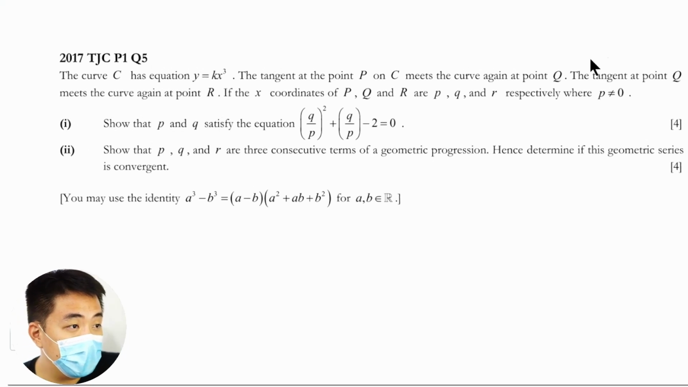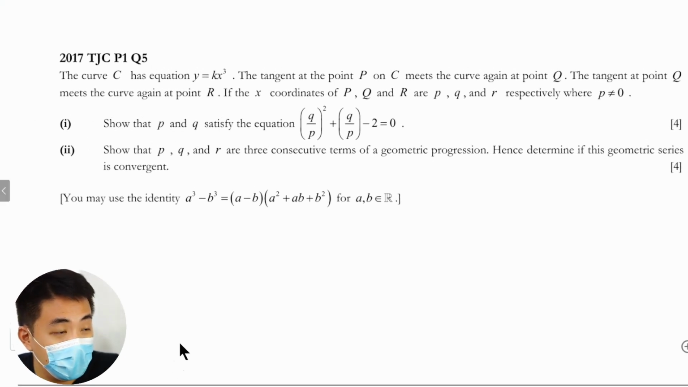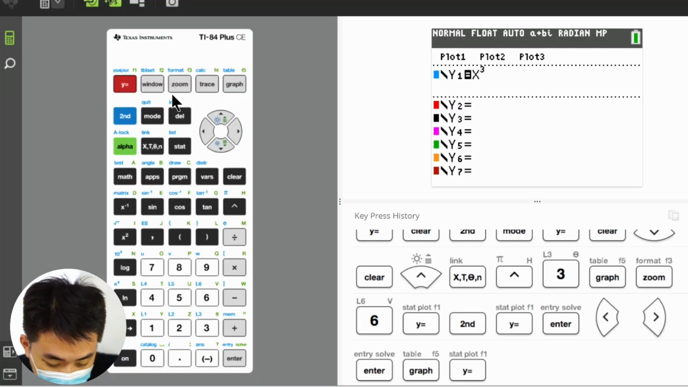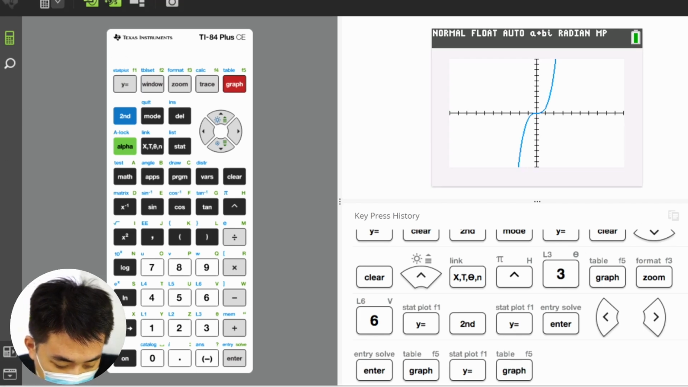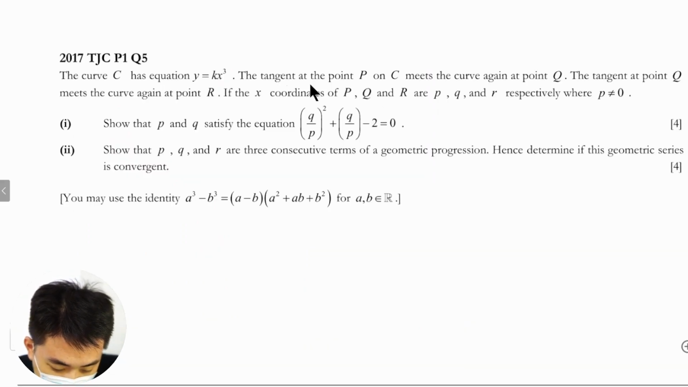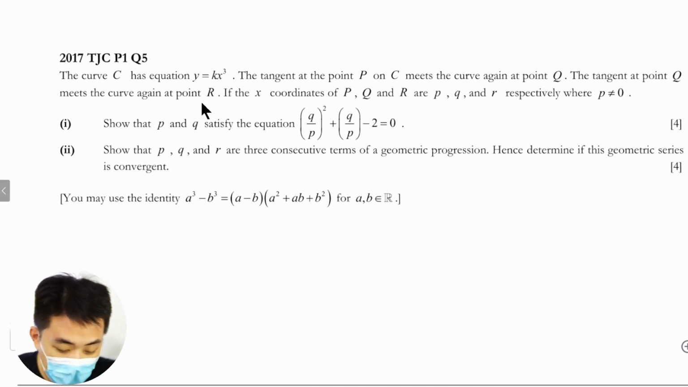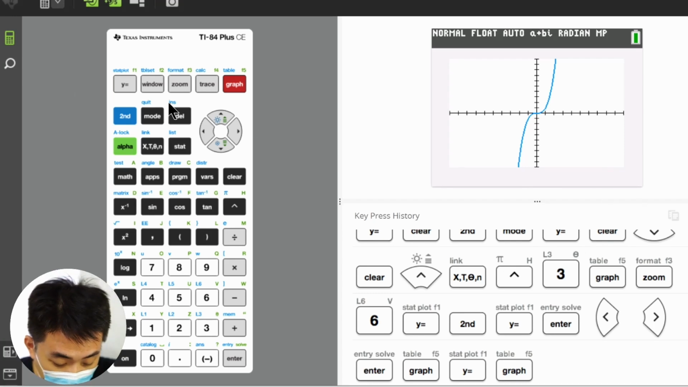So the curve C has this equation y equals kx cubed. We know that kx cubed is going to look like that. Okay, this graph here. Now the thing is, the tangent at point P on C meets the curve at Q. The tangent at Q meets the curve again at R. If the x coordinates of P, Q, R are p, q, r respectively, where p is not equal to 0, show that p and q satisfy... Okay, so let's see how we can do that.